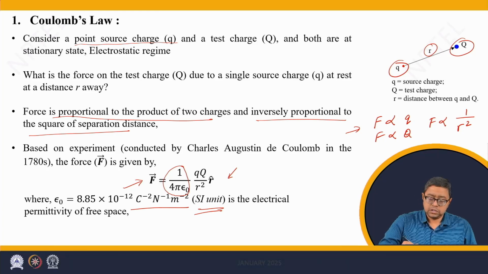Now, here we have the product of the two charges. This is the separation between the charges. This is the unit vector pointing along the separation distance.